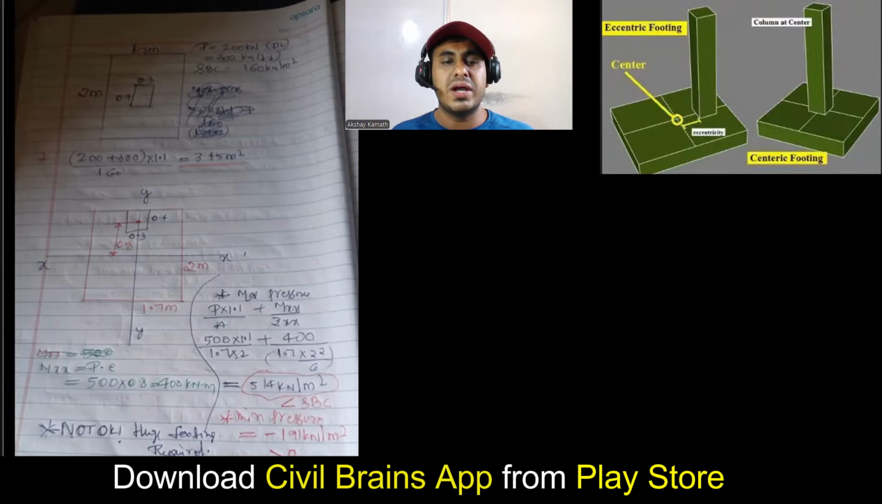What is P? P is 500. So I've written 500. Multiply by 1.1 because of the self weight. Divide by area. Area I'm taking the same, that is 1.7 meter by 2 meter. Just to give you an idea whether this footing size is sufficient or not.